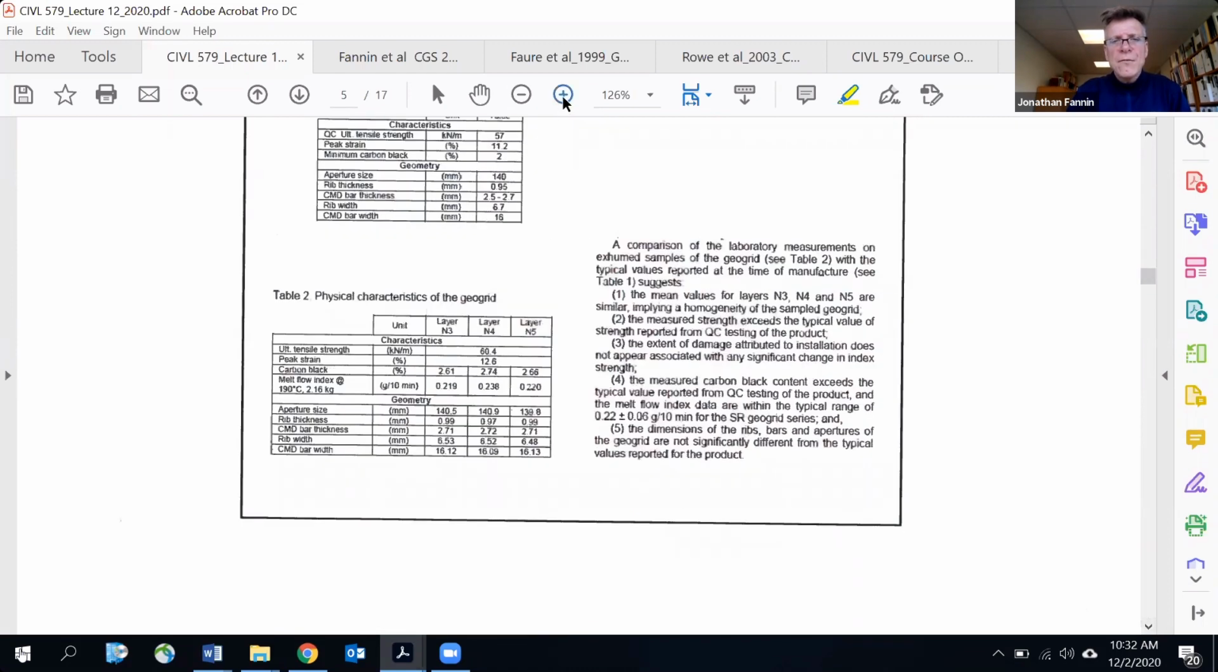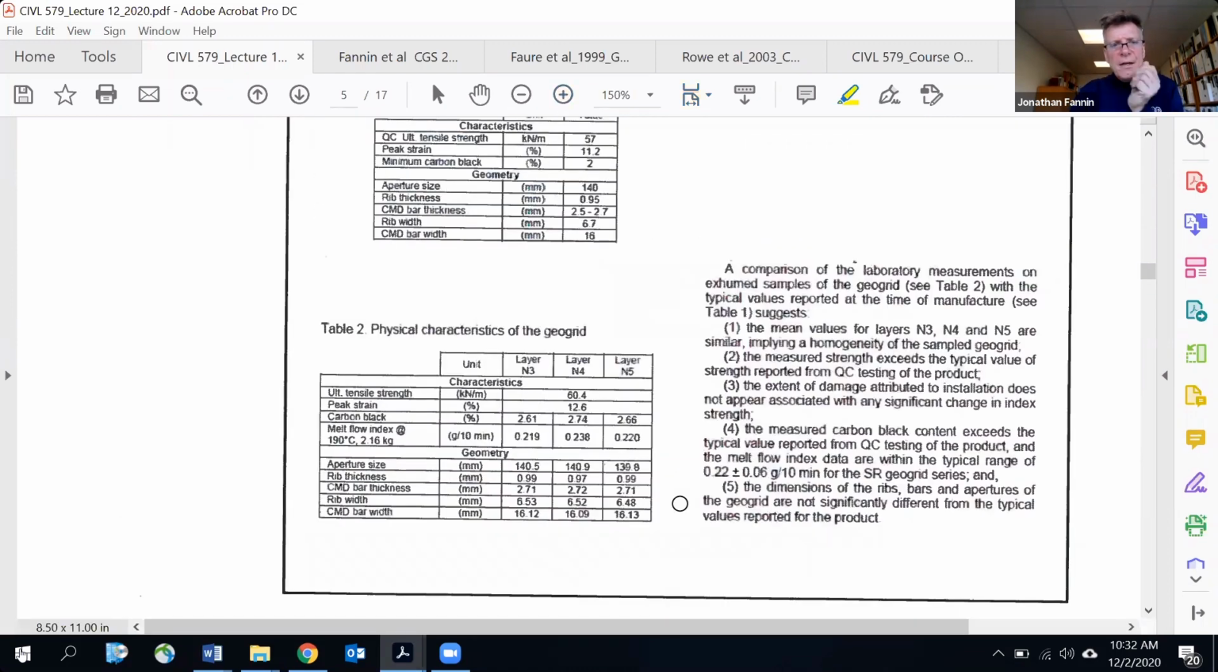So for layers 3, 4, and 5, we went in and tested the materials and measured them. And the bottom line here is that there's almost no evidence of any significant change. And where is the evidence that would be in support of that claim? In this QC ultimate tensile strength: 57, 60.4.